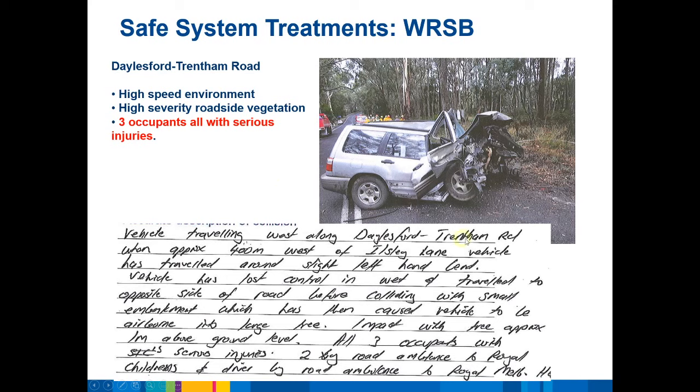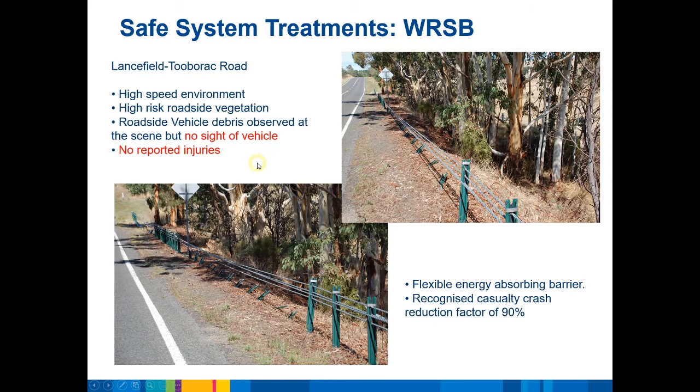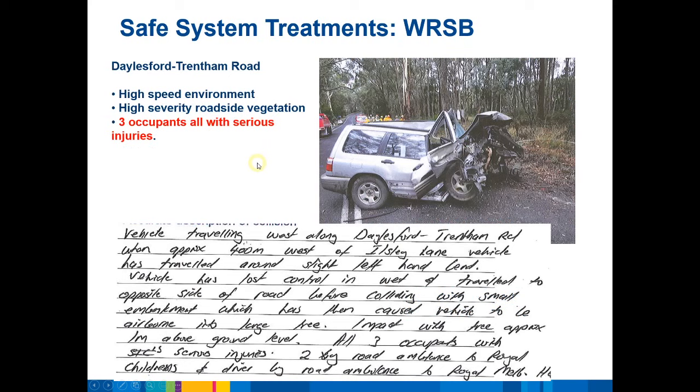The vehicle was travelling west along Dalesford Trentham Road, approximately 400 metres west of Islay Lane. The vehicle travelled around a slight left-hand bend. They lost control in the wet and travelled to the opposite side of the road before colliding with a small embankment, which then caused the vehicle to become airborne into a large tree. So the impact with the tree was above ground level. All three occupants had serious injuries. Two were taken by ambulance to the Royal Children's, and the driver by road ambulance to Royal Melbourne Hospital. So, a very severe crash. That's the sort of difference between providing the barrier and not providing the barrier.